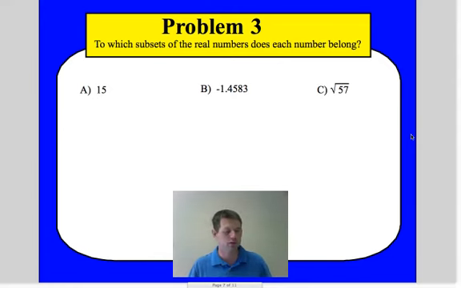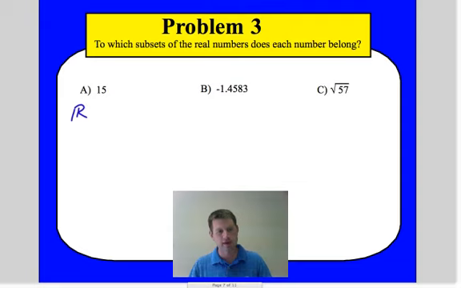So let's do some practice as we go through. If we look at the question, to which subsets of real numbers does each number belong, we're going to say this is real. Sometimes you're going to see it written like an R with an extra bar on the side. That's how we represent real. You can write out the word real, that's fine.